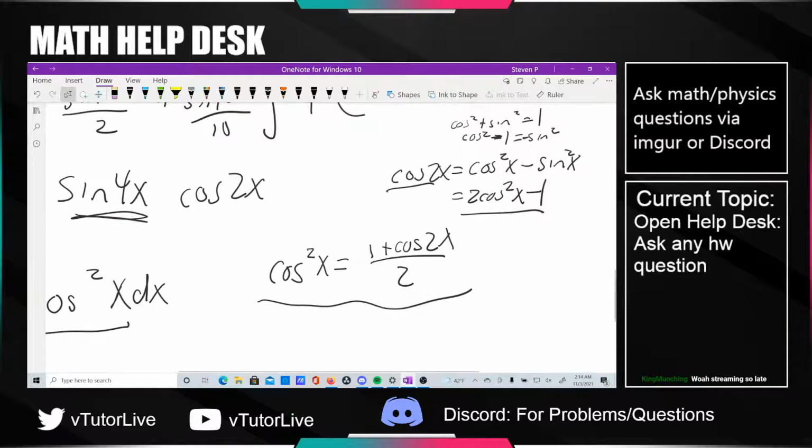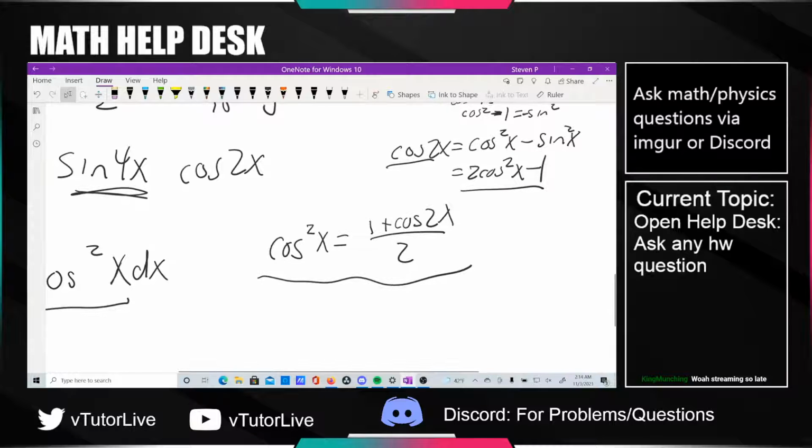Am I going too fast? Is this confusing at all? This is all technically a review from high school, but this is the moment when it actually comes in handy.